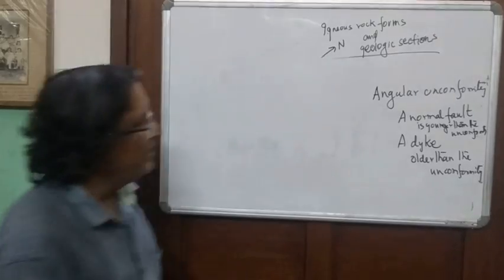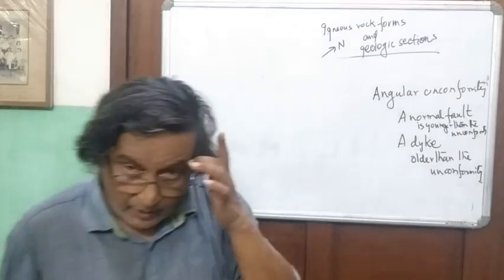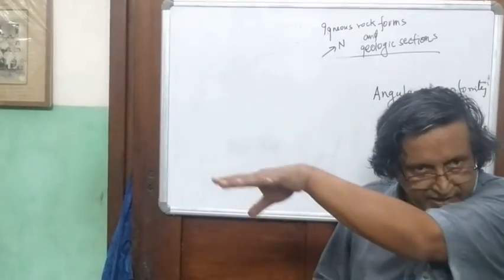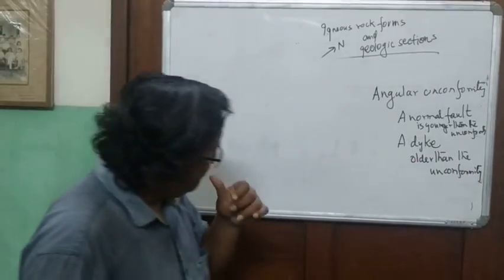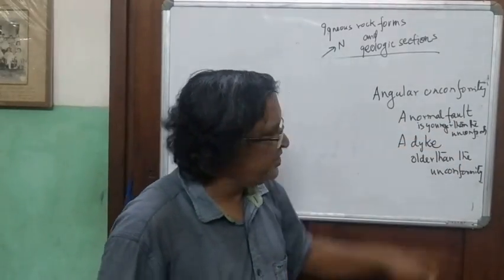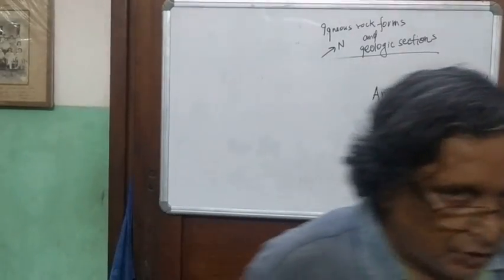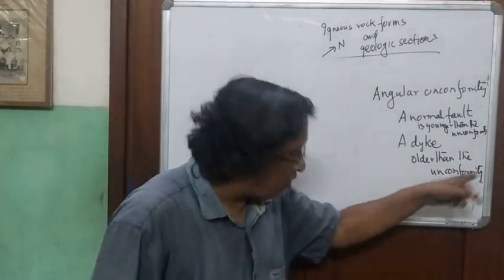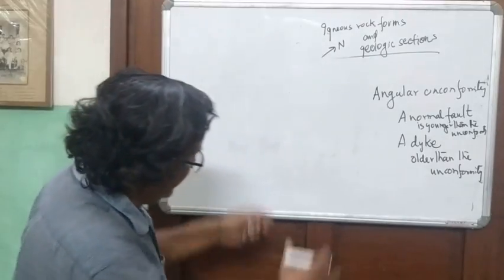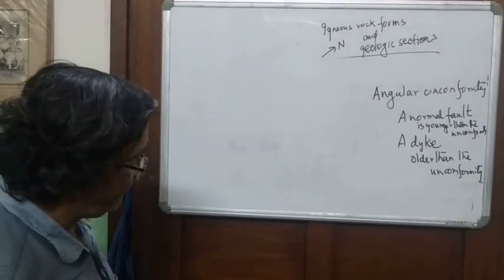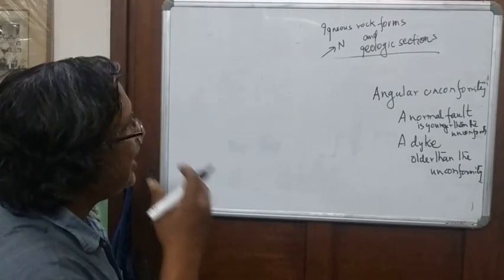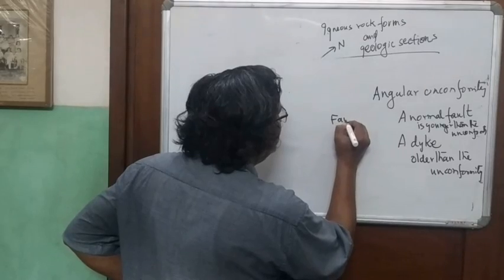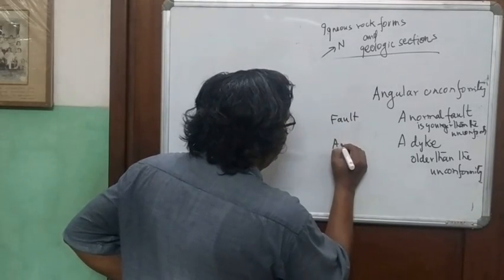So, there is an angular unconformity. Now we know if you have an angular unconformity, you have to have two sets of beds separated by an unconformity. Then you have a normal fault which is younger than the unconformity, and there is a dike older than the unconformity. So if we try to place this as a sequence, how will we place it? First of all, the fault is younger than the angular unconformity.